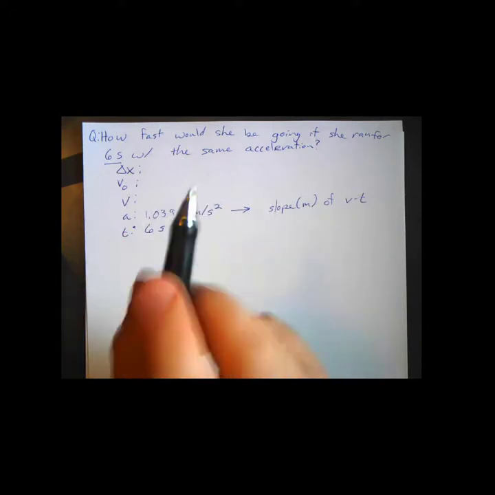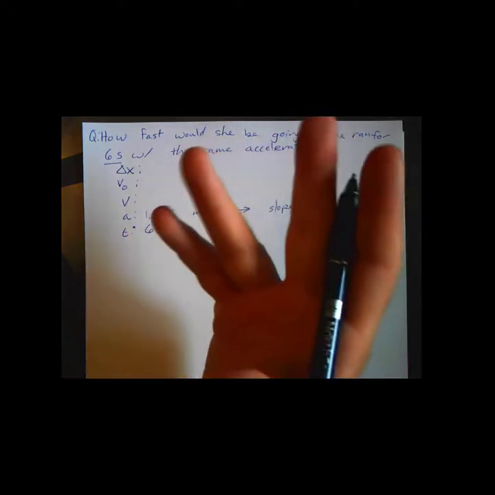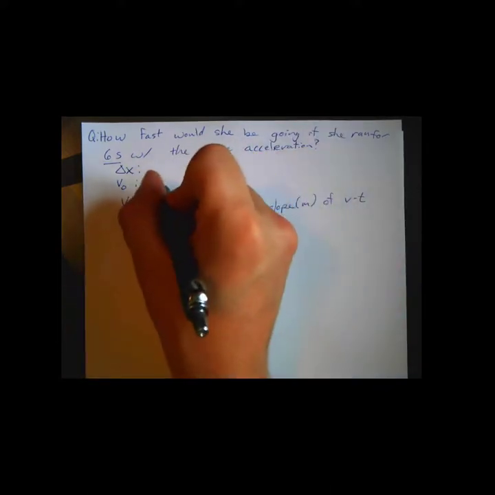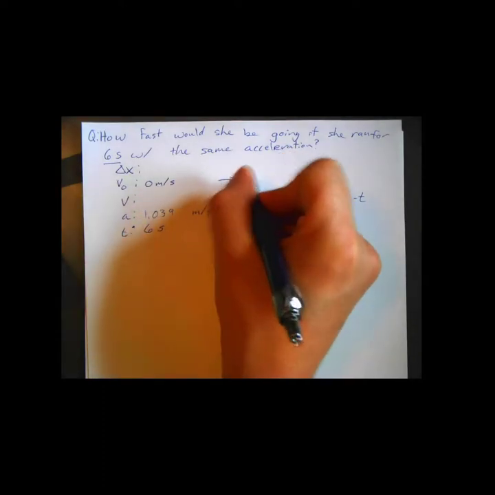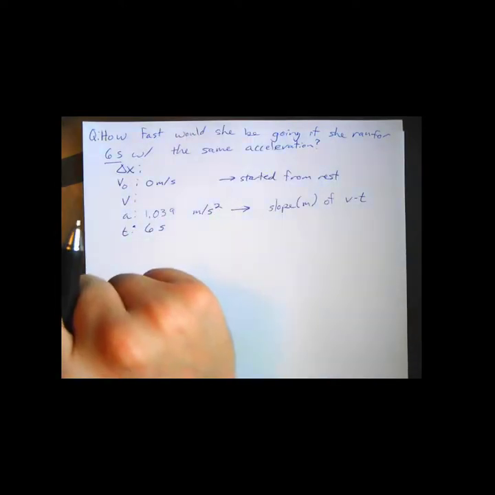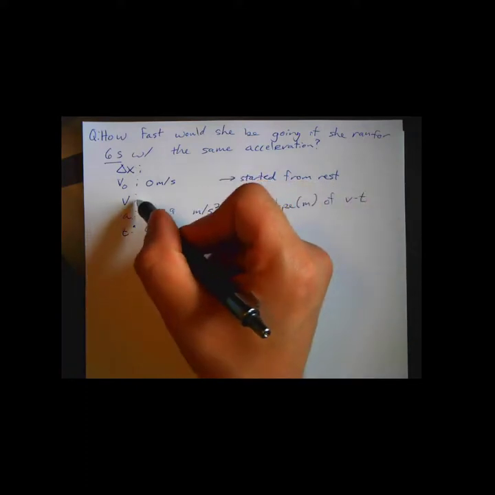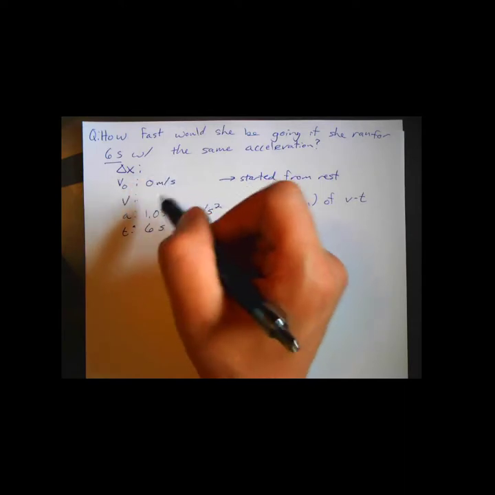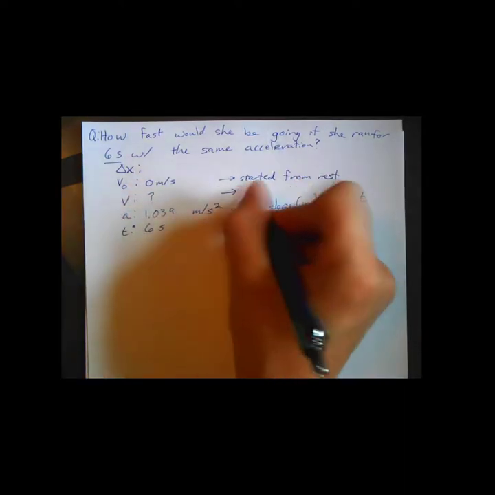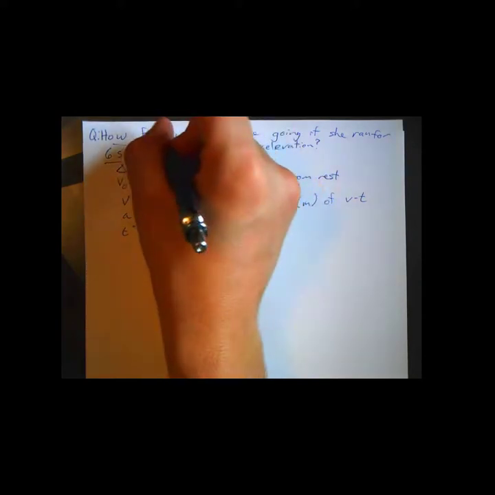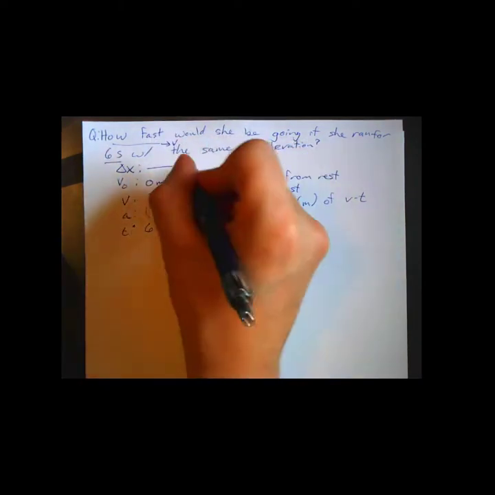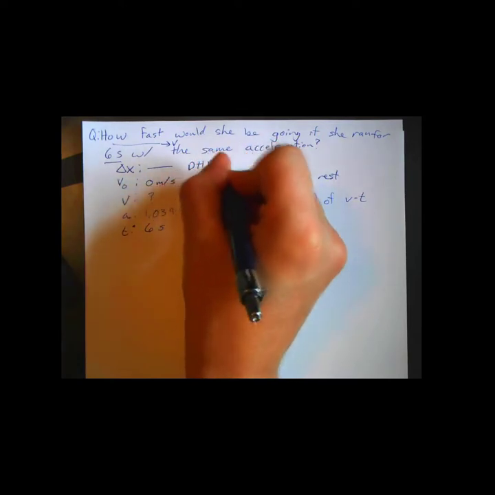And we actually know one other thing. Oftentimes it's stated she started from rest. So we know her initial velocity is 0 meters per second. How fast means velocity. Is it the final velocity or the initial velocity? Well, we know the initial velocity, so we must be looking for the final velocity. That comes from how fast means v. Now that leaves one variable that we don't have and we don't need.